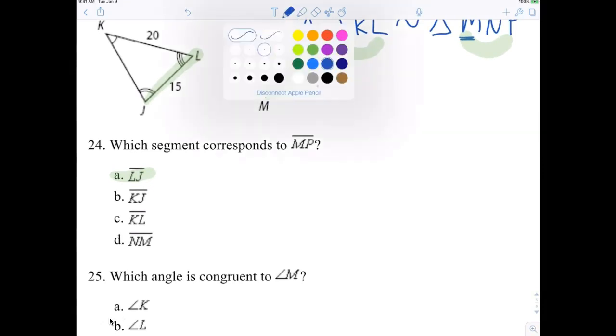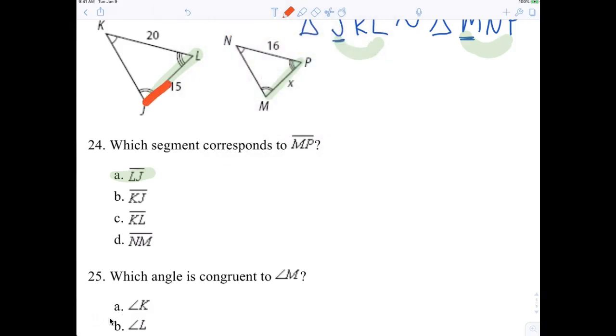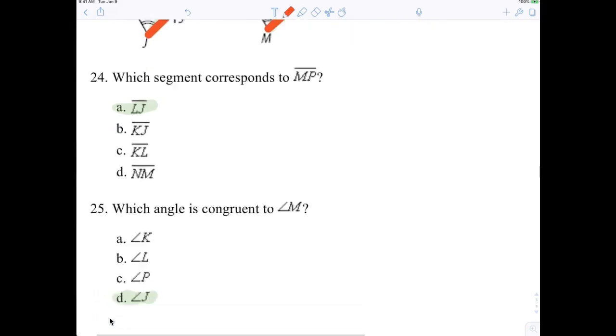So listen right now. Do you see that JL has 2 marks and 3 marks? So there's 2 marks and 3 marks over here too. You with me? All right, let's continue on.